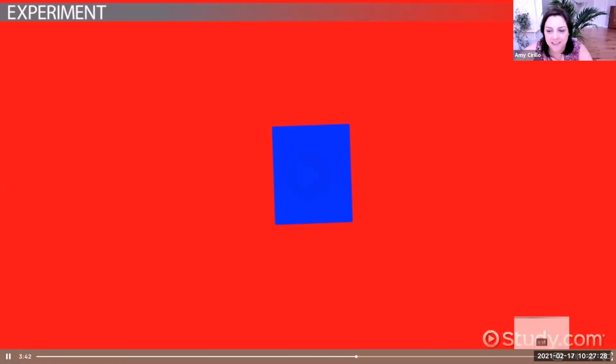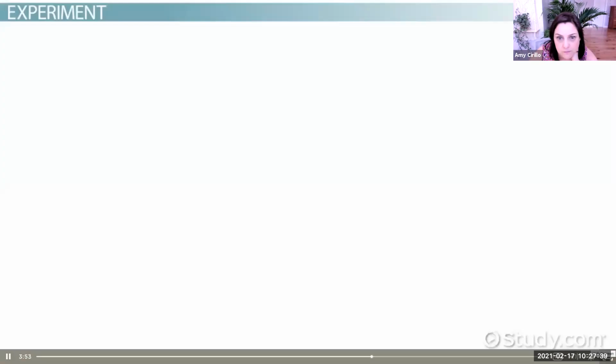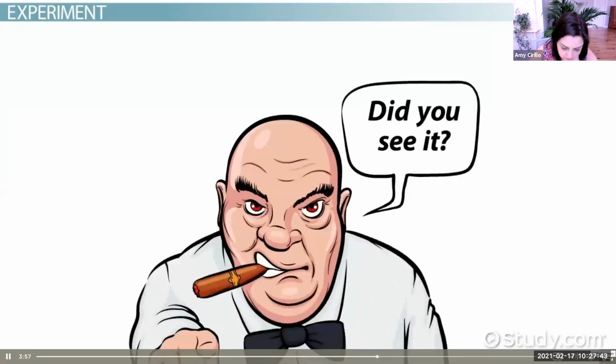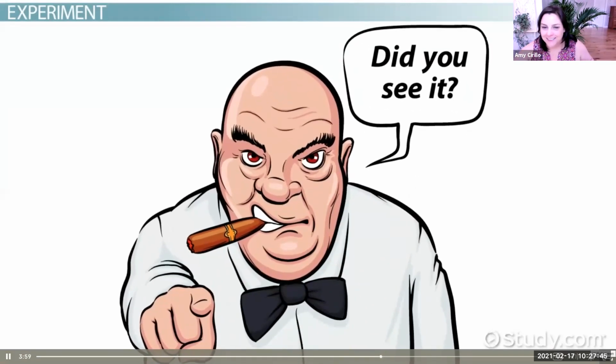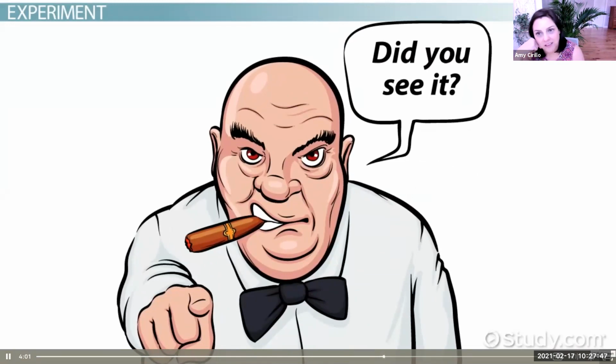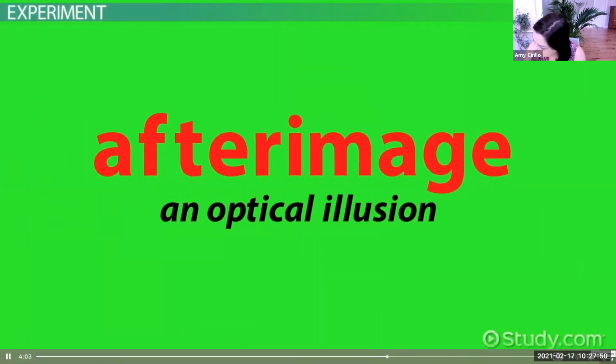Placing the white paper to the side. Now, stare at that blue square. Stare at it really hard for 30 to 60 seconds. Your eyes should start to feel sore. Then look quickly over at the blank sheet of white paper and blink. Did you see that? For an instant, most people will see a green sheet with a yellow square in the middle. This optical illusion is called an after image.